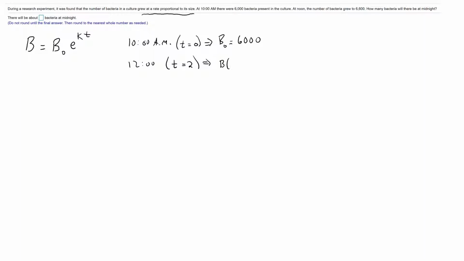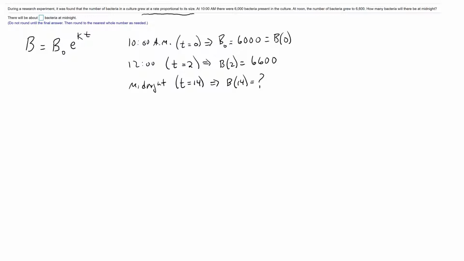So B of 0 is equal to B sub 0. That's how much there were initially. But in 2 hours, at B of 2, the bacteria grew by 600. And the goal is to figure out how many bacteria there will be at midnight. Now midnight is 14 hours after 10 a.m. So the goal of this problem is to figure out what B of 14 is.